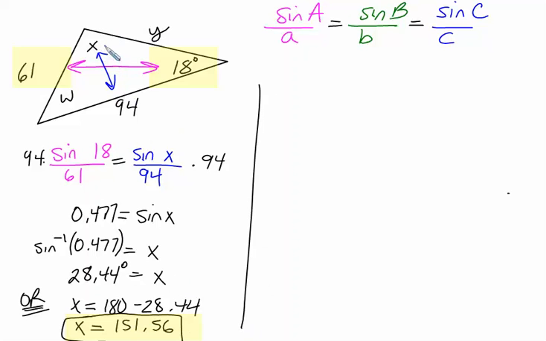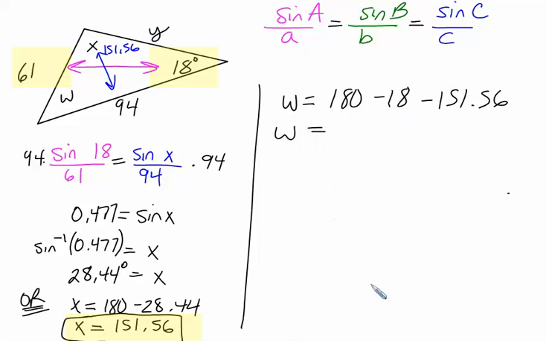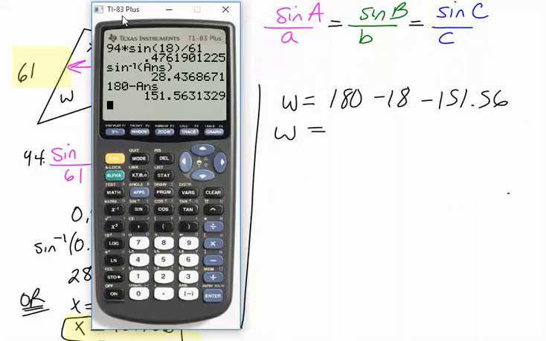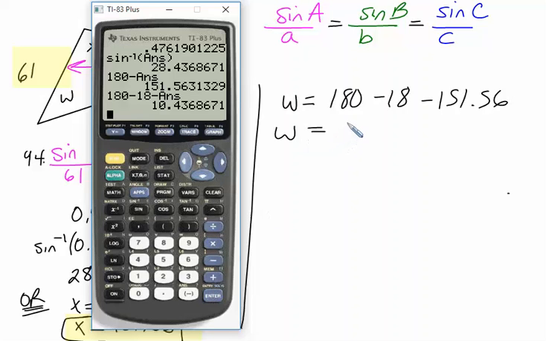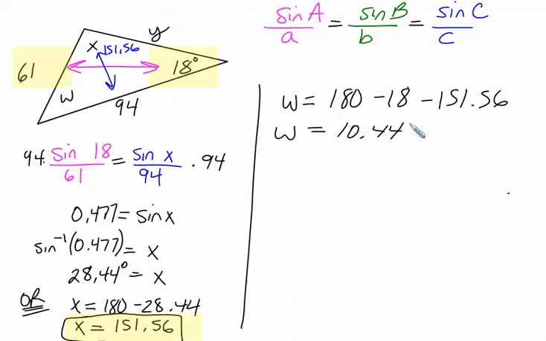Now once we have done that, we have that x is 151.56, and we can then solve for w. So w, the third angle in a triangle, would be 180 minus 18 minus 151.56. So when we calculate that, we take 180 minus 18 minus that previous answer, and we're getting 10.44 degrees. It's nice to put that label on W. It is an angle measure, so it would be in a number of degrees.